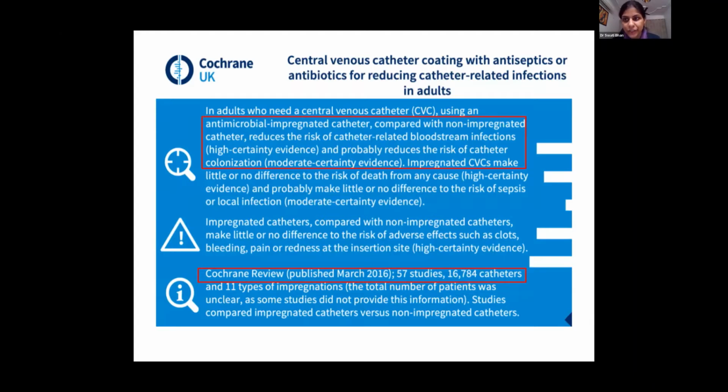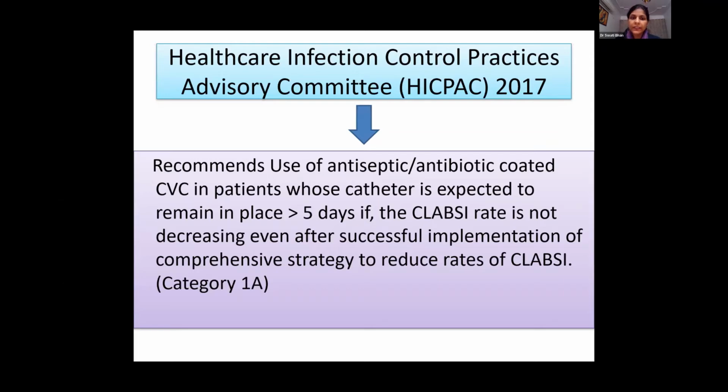If the rate of infection for CVCs is low in our ICUs and medical setup, then we need not use the antiseptic or the antibiotic impregnated catheters because they are very costly. They should be used only if the catheter is expected to remain in place for more than 5 days, but if the rate of catheter-associated bloodstream infection is not decreasing even after successful implementation of a comprehensive strategy to reduce the rate, that means they should not be routinely used.